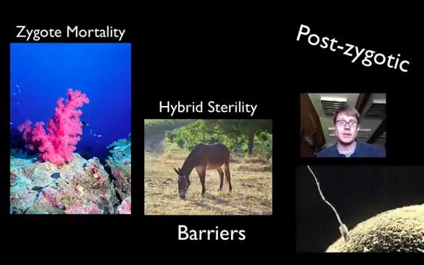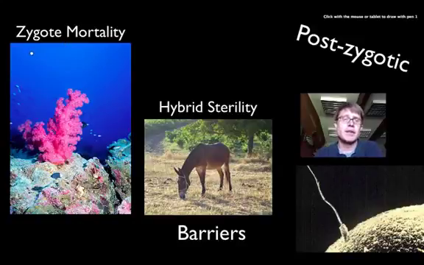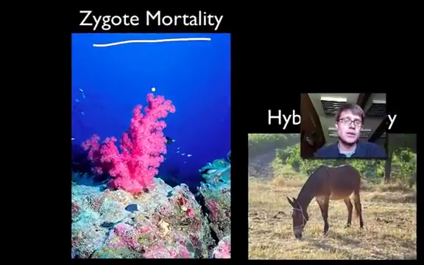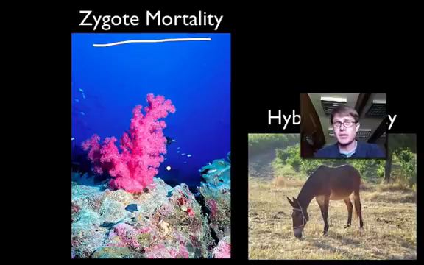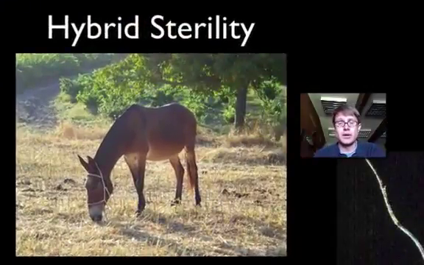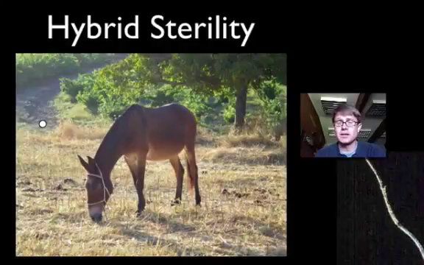It's a prezygotic barrier. Sometimes we'll actually have organisms living in the same area, and the sperm and the egg will get together, but that zygote may die. In reefs, what we'll find is that sperm is transferred from one coral to another. It'll fertilize the egg, making a zygote, but that zygote immediately dies. That's an example of zygote mortality. Sometimes you'll have different species living in the same area. So for example, with horses and donkeys, you can actually fertilize the egg.